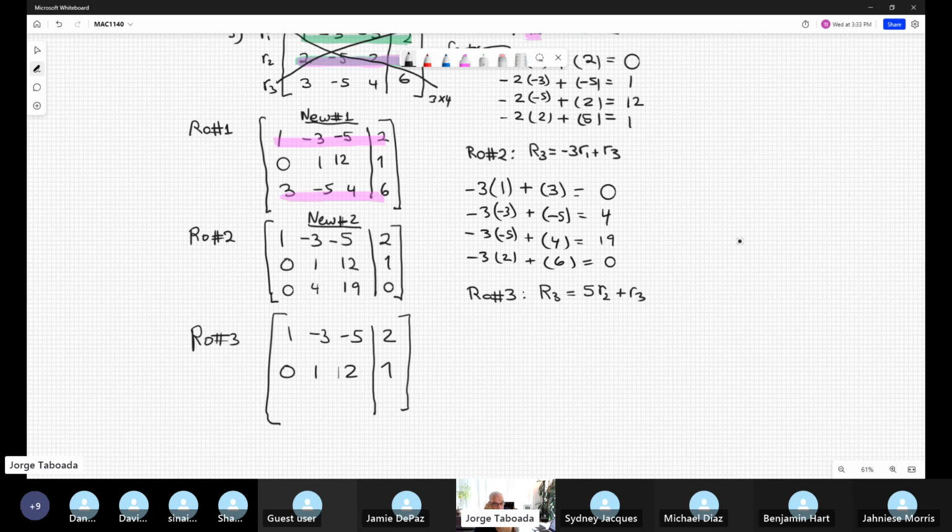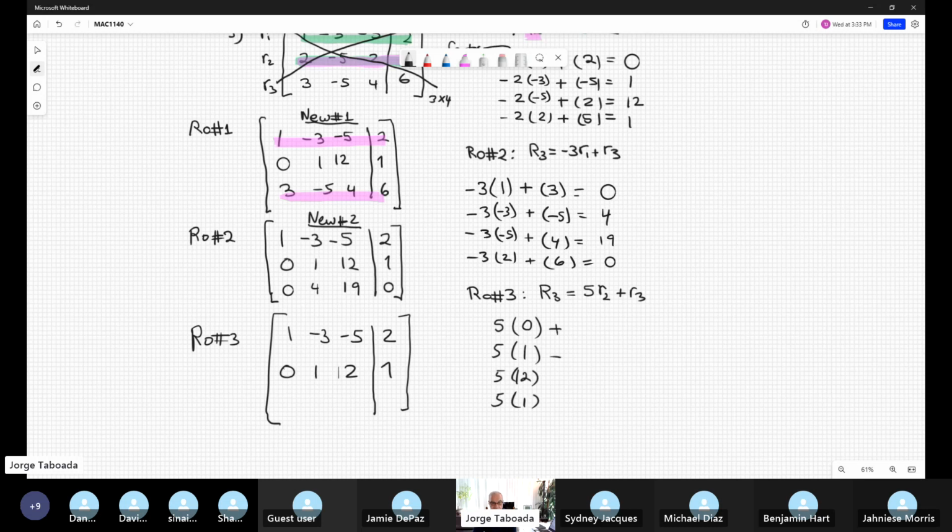Don't forget the line. And 3 change. This is the factor 5. 5, 5, 5, 4, 5. Multiplication by the row pivot. In this case, the 2. And the 2 is 0, 1, 12, and 1. That number. 0, 1, 12, 1.